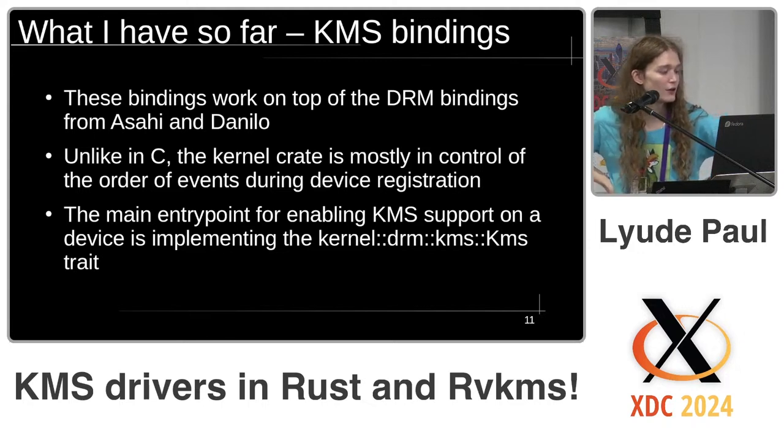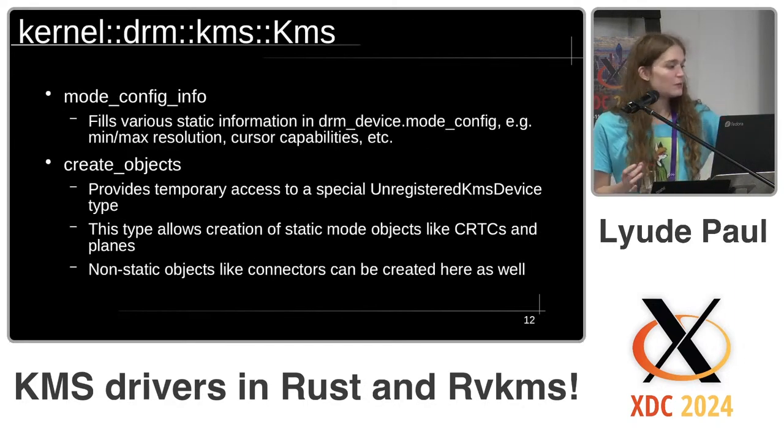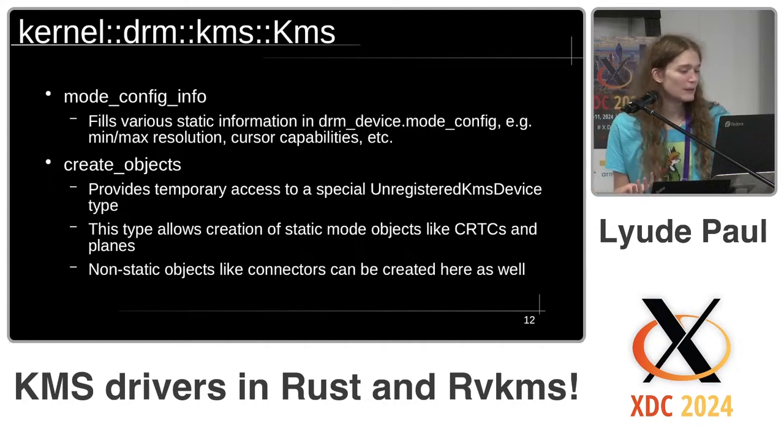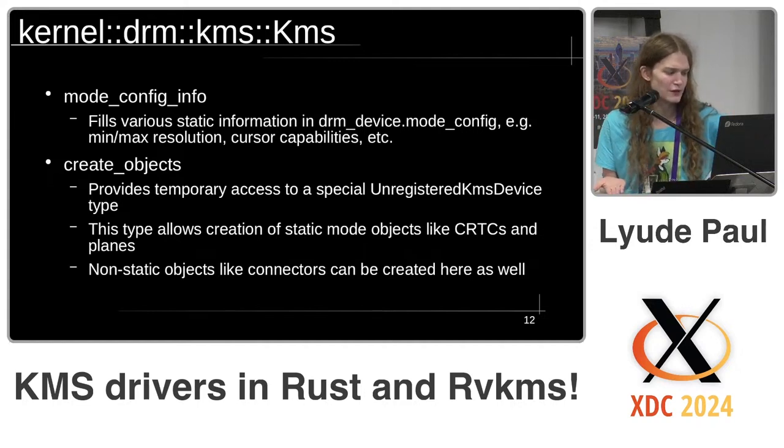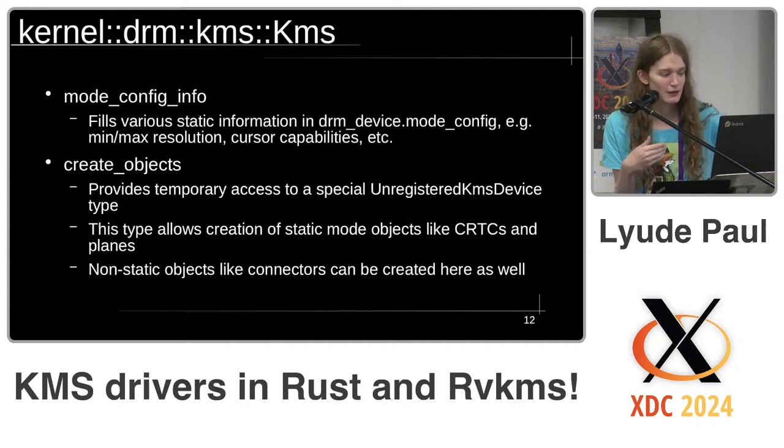in C. For instance, unlike in C, Rvkms bindings are mostly in control of the order of operations during device registration. And we provide basically a single trait that a driver will actually implement in order to support KMS. And that sort of handles calling things in the right order, registering the device, and that sort of thing. This trait currently has two main parts: mode config info, which basically fills various static information in the mode config structure. This is stuff like the minimum, maximum resolution, various cursor capabilities, and etc.